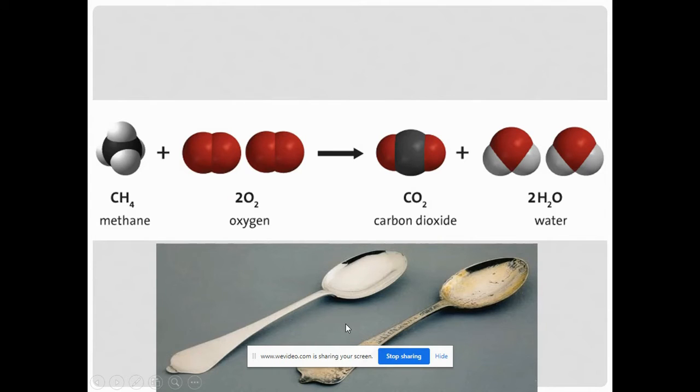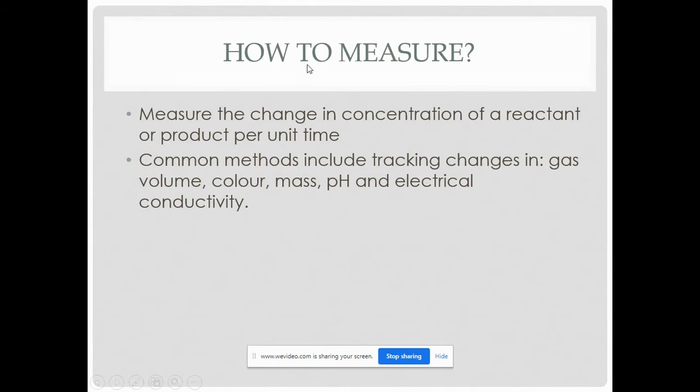So these are both measuring the rate of a chemical reaction. And how do we do that? We measure the amount of product produced over time. So the product right here would be the tarnished silver over the amount of time. So again, we're going to go over how to measure. You measure the change in concentration of a reactant or the change in the concentration of the product per unit time. How do we do this in a lab setting?